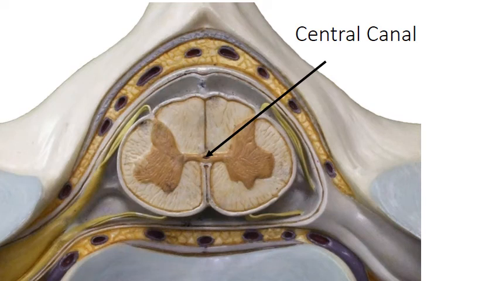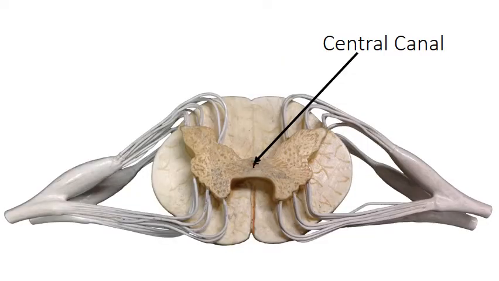Now, the cord has connections right and left side. This crossbar right through here is going to be connecting the right to left side, and then there's a hole in the center of it. That is called the central canal. And you can see the central canal right here as well.